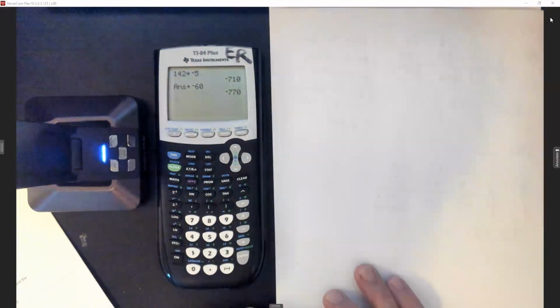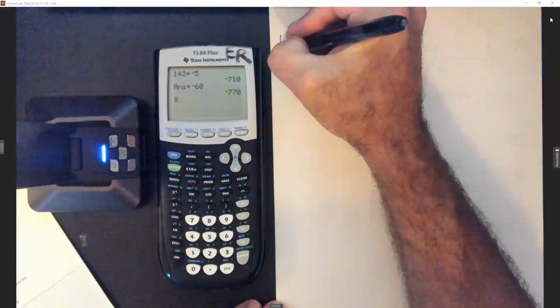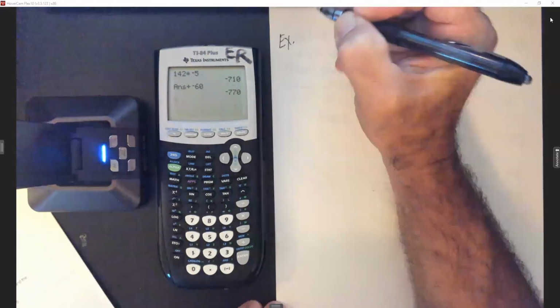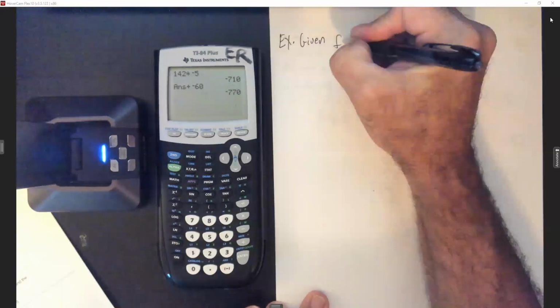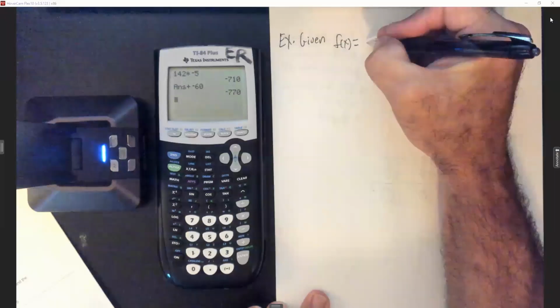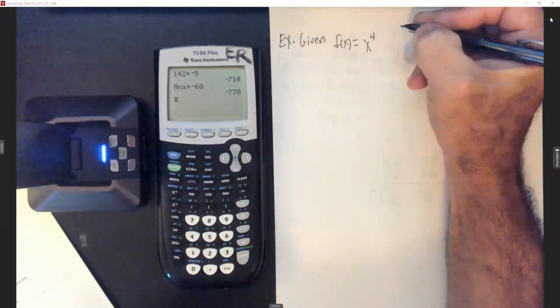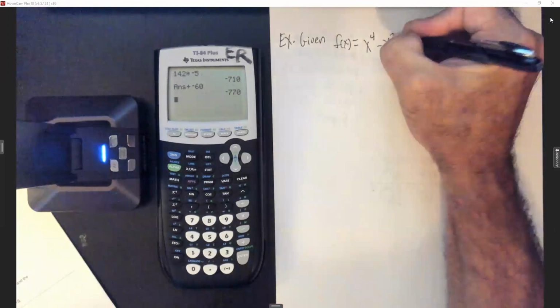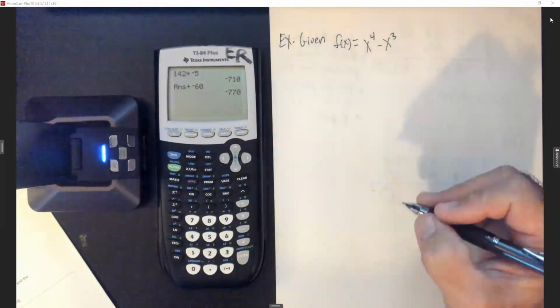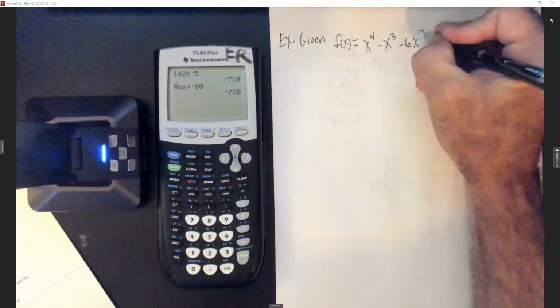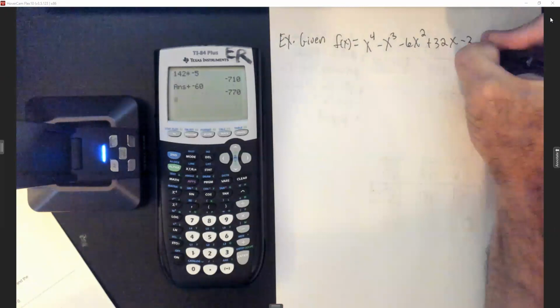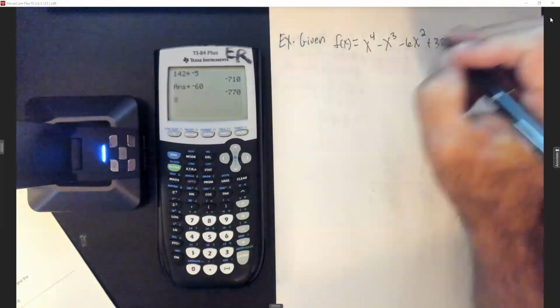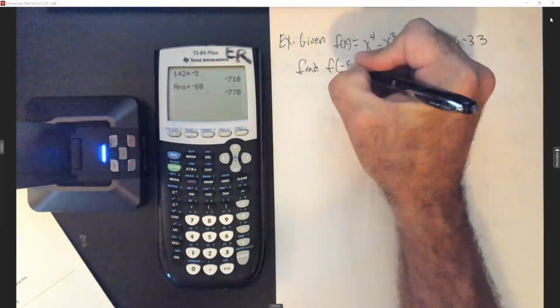All right, so let me turn. All righty, so given f of x equals x to the fourth minus x to the third minus 6x squared plus 32x minus 33, they want me to find f of negative 5.